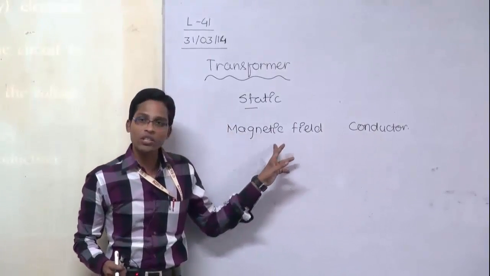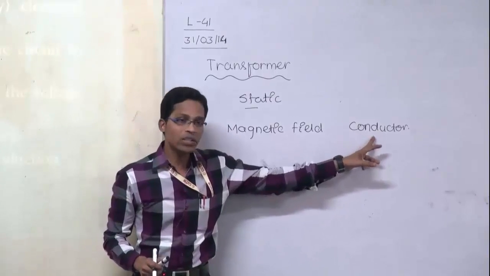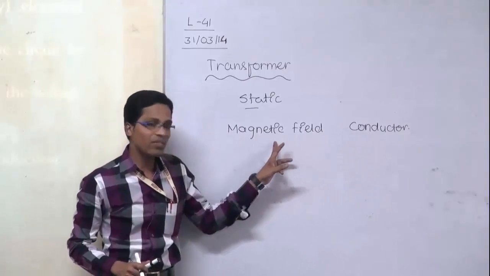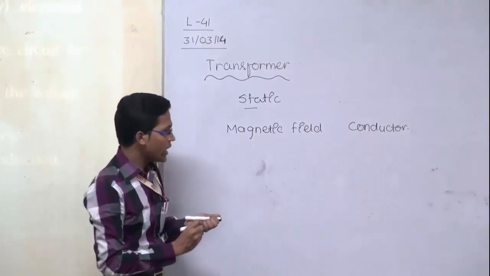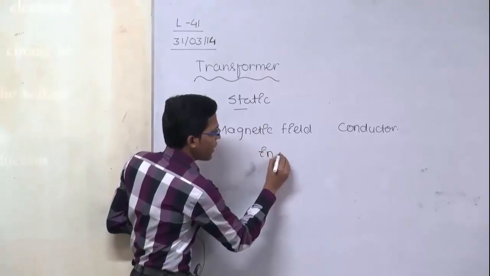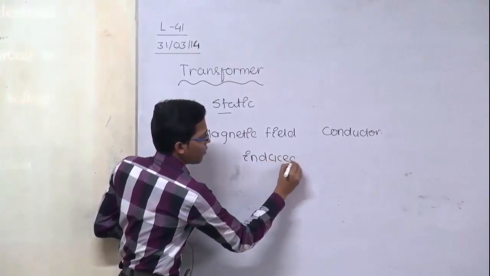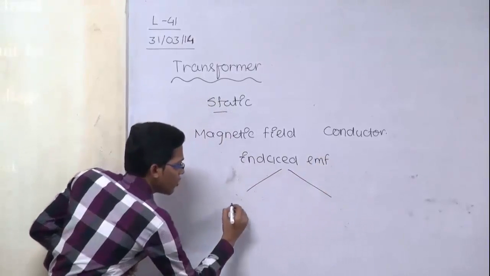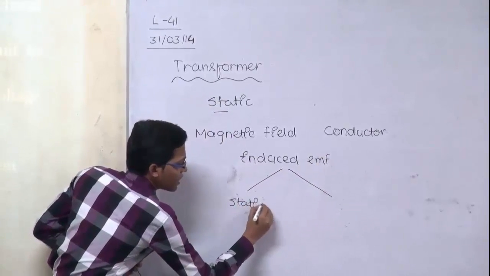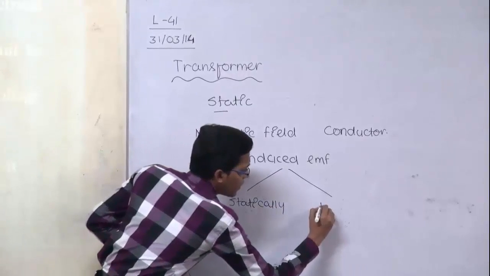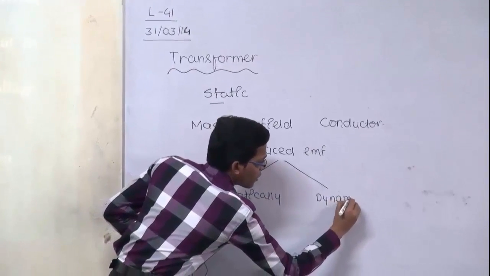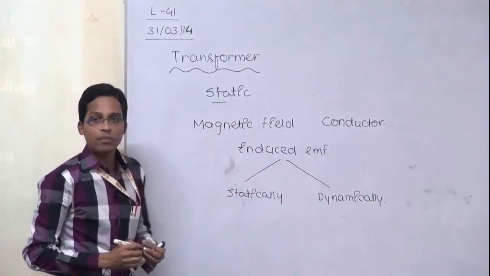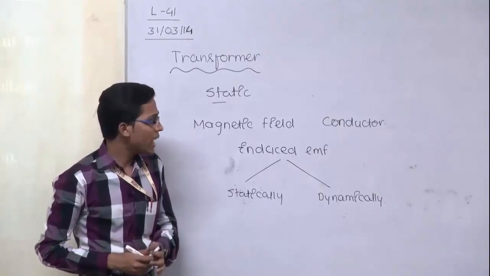If the magnetic field changes, EMF will be induced. If the conductor changes, then also EMF will be induced. Depending upon these two things, either the magnetic field changes or the conductor changes, we can divide the induced EMF into two types: one is called statically induced, the other is called dynamically induced.